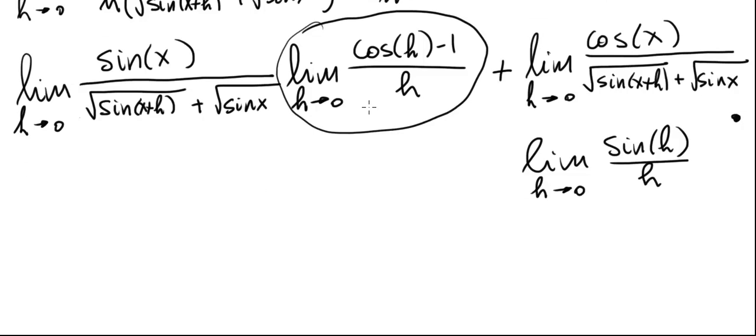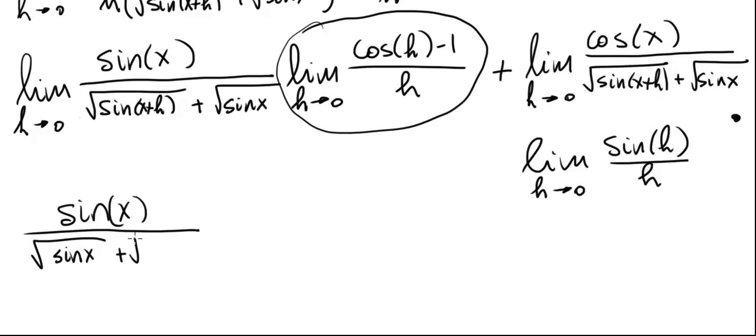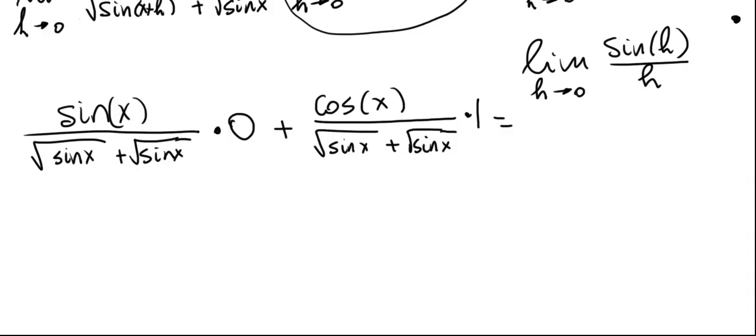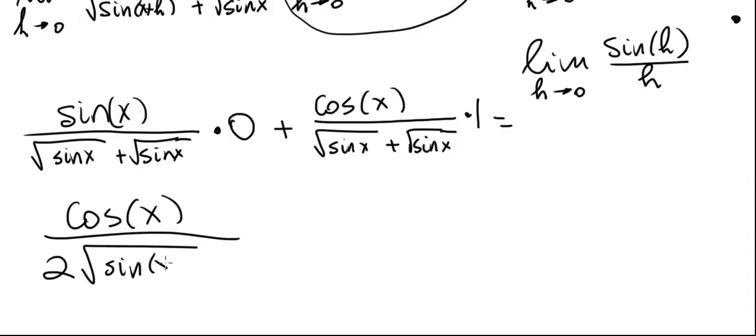This first limit, as I said, is 0, but we can write it as sine x in the numerator divided by, as h goes to 0, the square root of sine x plus the square root of sine x, but since the second limit is 0, this is times 0, plus, letting h go to 0, we have cosine of x in the numerator, similarly divided by the square root of sine x plus the square root of sine x. But then the second limit as h goes to 0 of sine h over h, that's 1. And so we arrive now at the final answer. We can simplify cosine of x divided by the square root of sine x plus the square root of sine x as cosine x in the numerator divided by 2 times the square root of sine of x in the denominator.